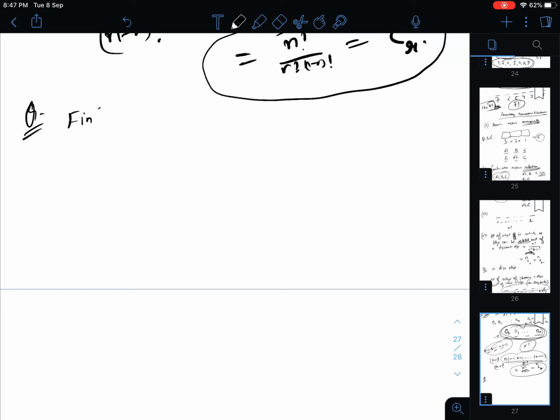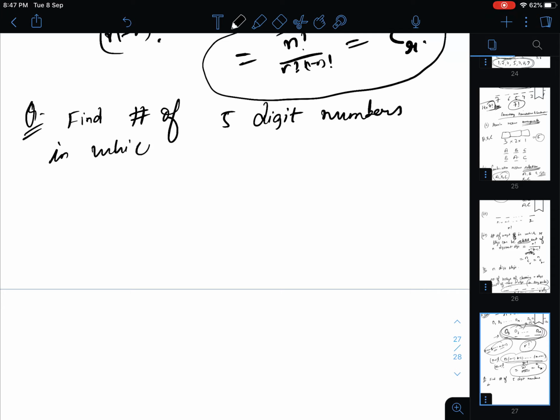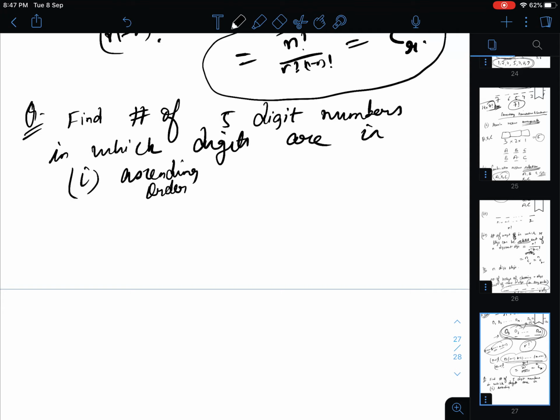Find the number of 5-digit numbers in which digits are, in the first part, in ascending order, and in the second part, in descending order.